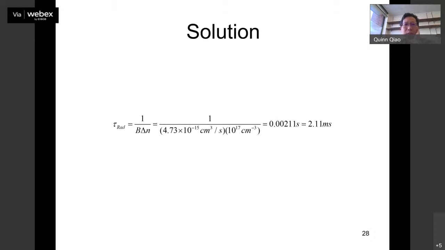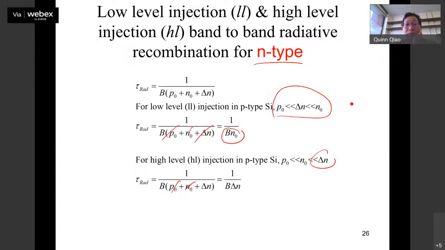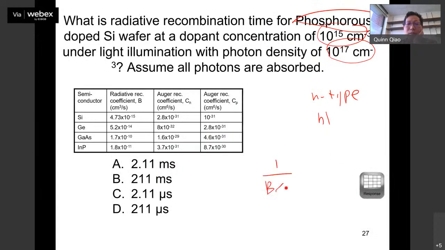I'll show you here. The photon generation is 10 to the power 17, which is 100 times bigger than the majority carriers. So this is high injection. What material is this? This is phosphorus, so this is n-type. High level injection, so the equation is 1 over B delta n.